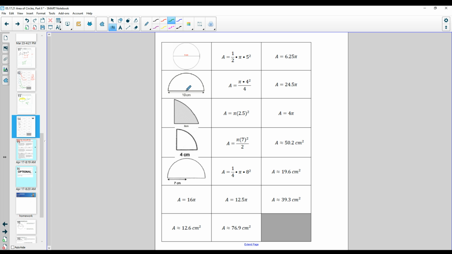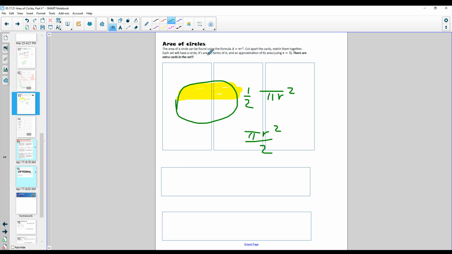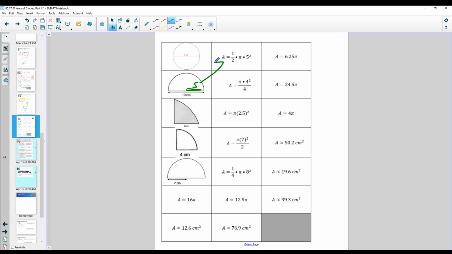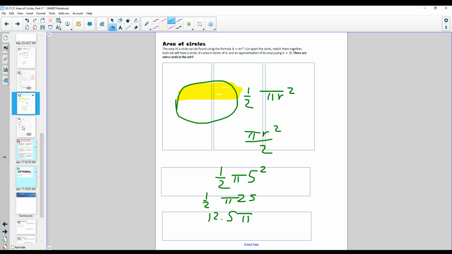Before we do it, what would you classify as the radius here? 5. So I need to replace the r with 5. Half pi, replace the r with 5 squared. What's 5 times 5 as a multiplication? 25. So 25 pi half. And what is half of the 25? 12.5 pi. So we need to look around for half of pi 5 squared. Oh, it's right here.